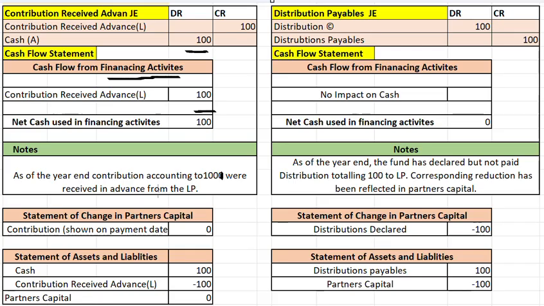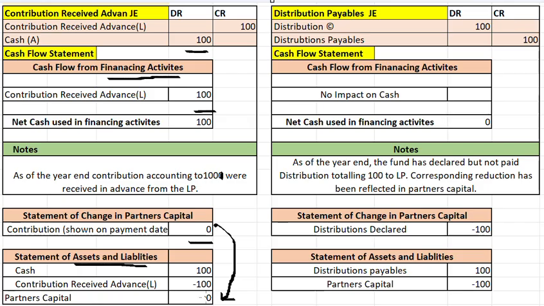In the statement of change in partners capital, there is no contribution received. Only on the payment date the contribution will be received. So the contribution is 0, and in the statement of assets and liabilities, your cash is 100 and your contribution received in advance is negative 100. So your assets and liabilities are matching. Since your partner capital is 0, we are mentioning the same amount over here.